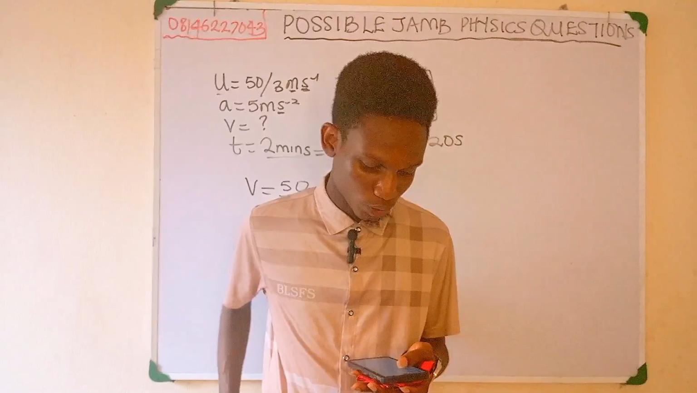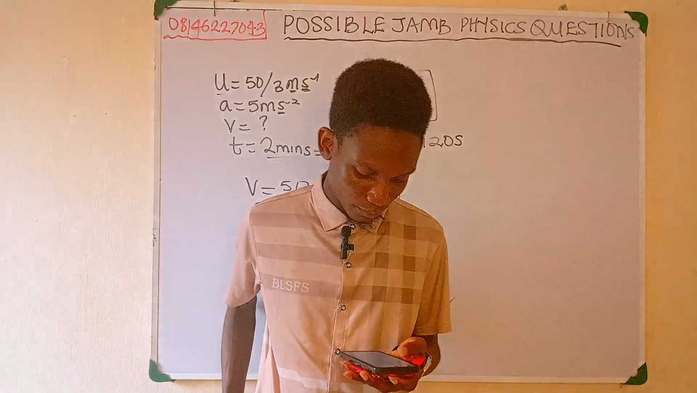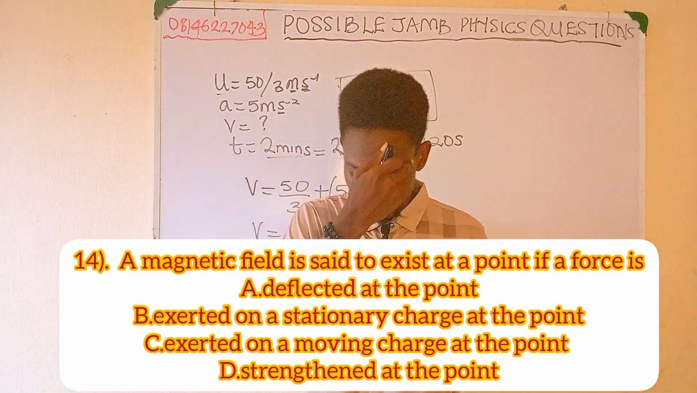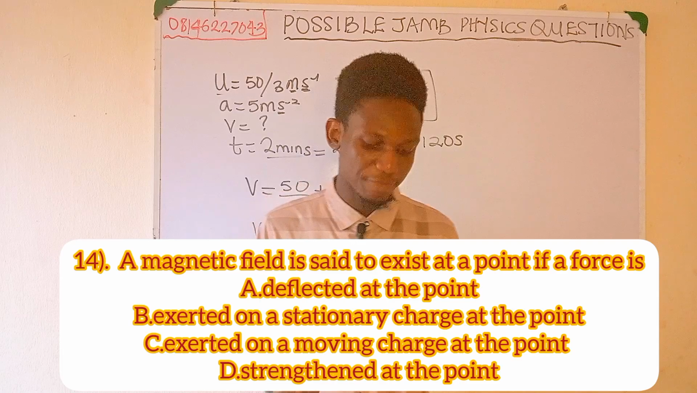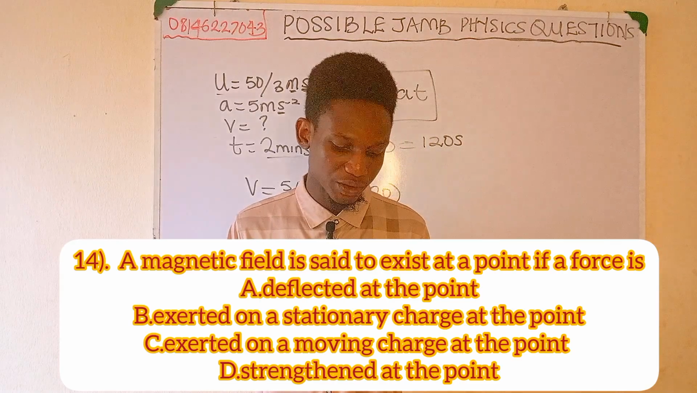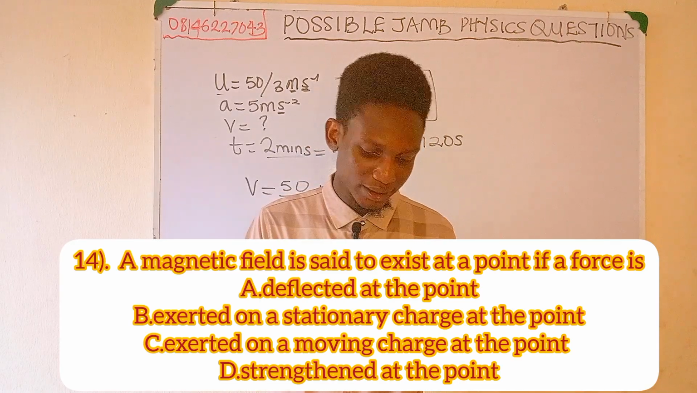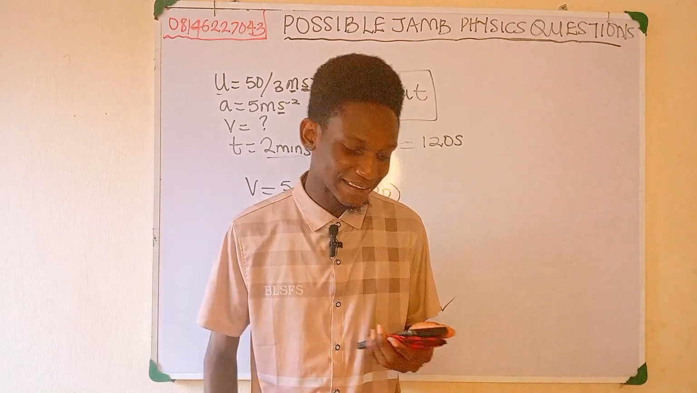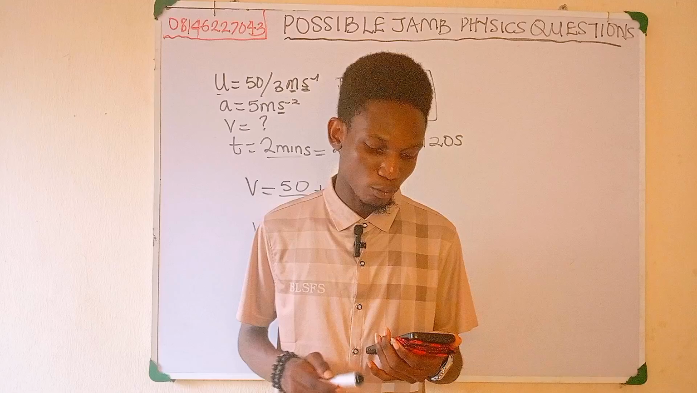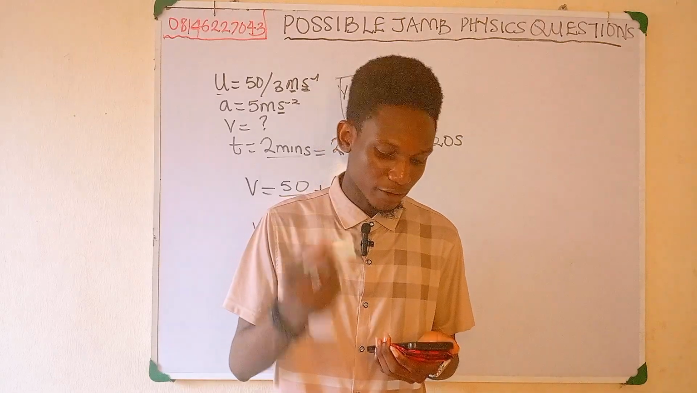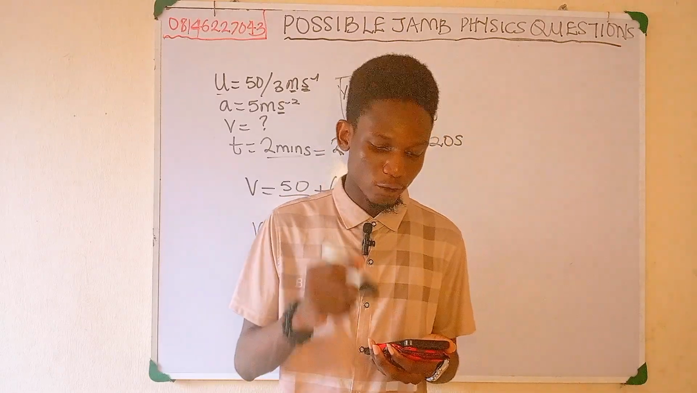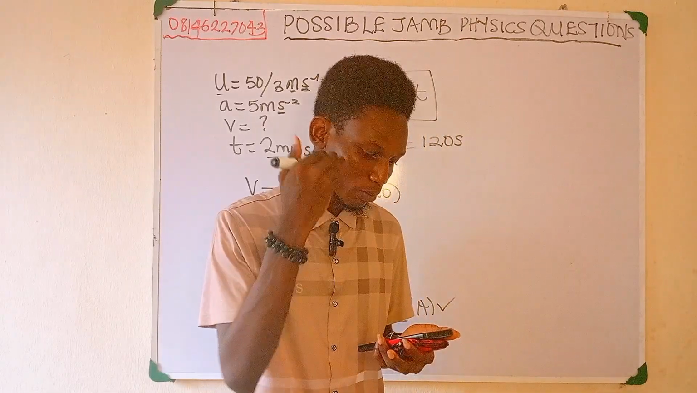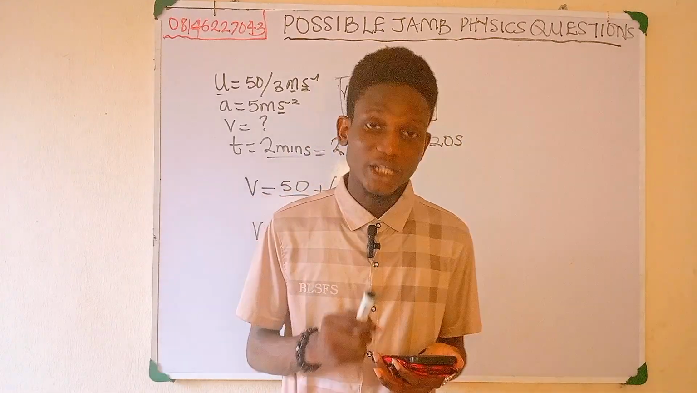Now let's quickly go on to the next question. Question 14. It says a magnetic field is said to exist at a point if a force is dash: A, deflected at the point, B, exerted on a stationary charge at the point, C, exerted on a moving charge at the point, D, strengthened at the point. The correct option is exerted on a moving charge at the point. So a magnetic field is experienced when the charge is moving. It cannot be stationary. So the charge must be moving. Please take note.